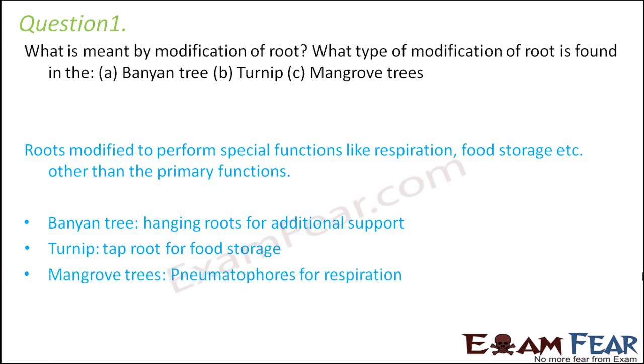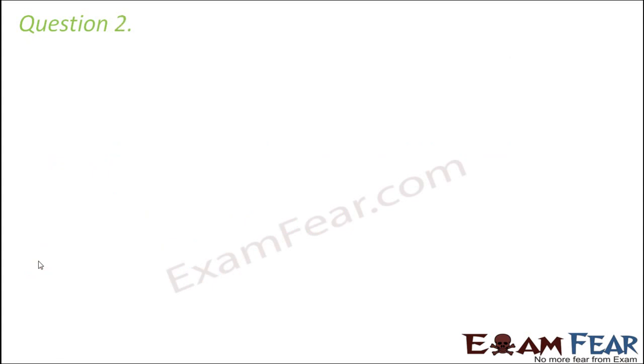Mangrove trees, now these are aquatic plants and they have pneumatophores which help for respiration. Some spike-like structures are seen coming out of the water, and those spike-like structures have small pores called lenticels which help in exchange of gases. So the pneumatophores help in respiration in case of mangrove trees. So these are the different modifications of roots in banyan, turnip and mangrove. Let us look at the next question.